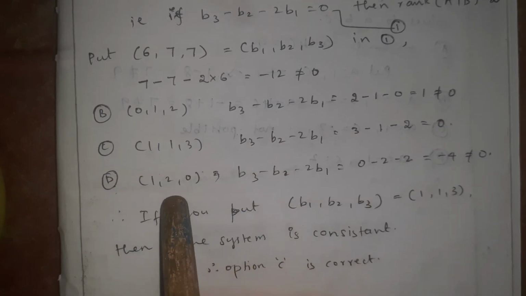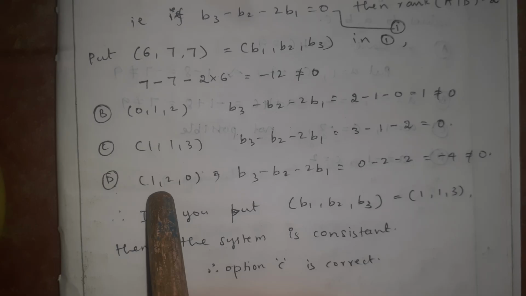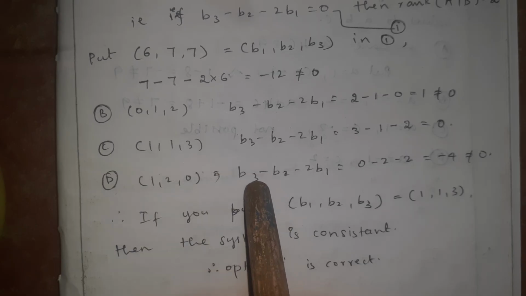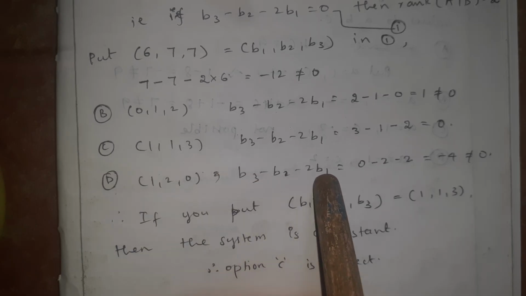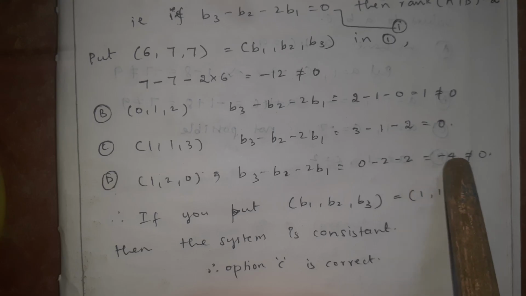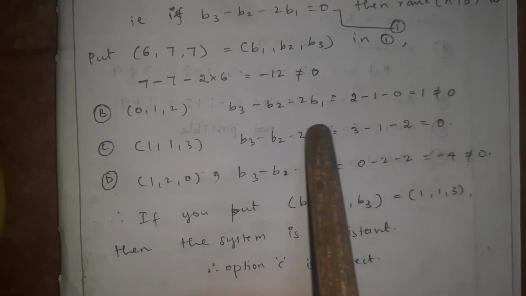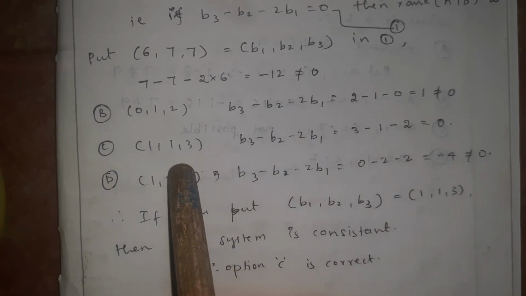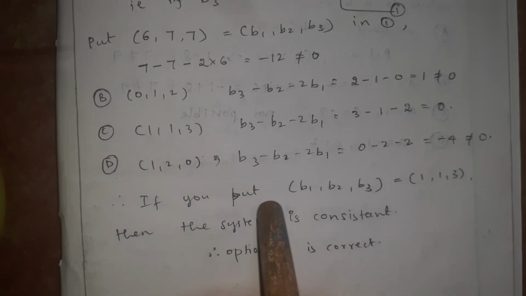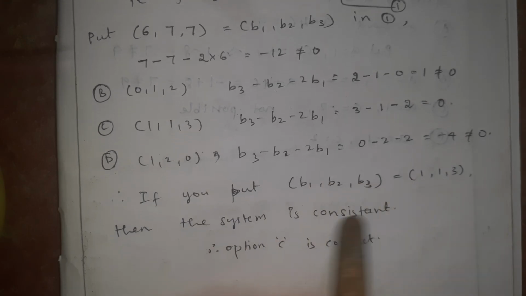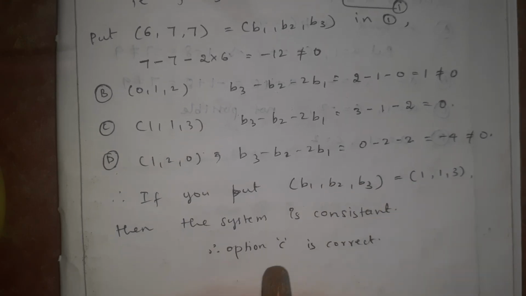Now let us check option D. The value is 1, 2, 0. Put B3 is 0, B2 is 2, B1 is 1. So you will get minus 2 minus 2 minus 4, not equal to 0. So the only option is option C. That is, if you put B1, B2, B3 equal to 1, 1, 3, then the system is consistent. Therefore option C is correct.